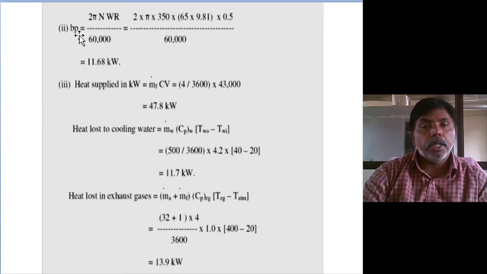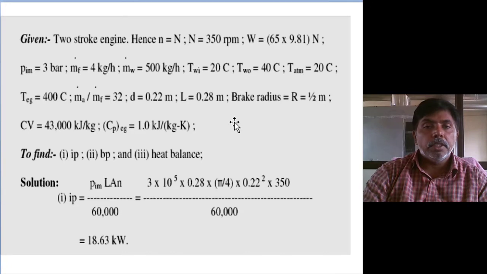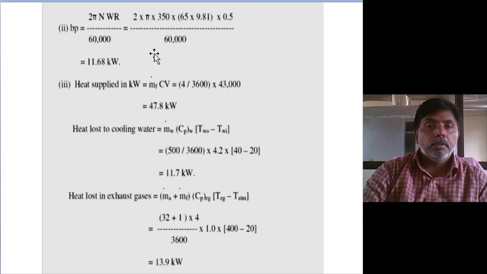Next coming to the brake power: 2 pi N W R by 60. Then 2 into pi into 350 into 65 into 9.81, because the load is given in kgs, 65 converted into newtons, 9.81, divided. Then we calculate the brake power.